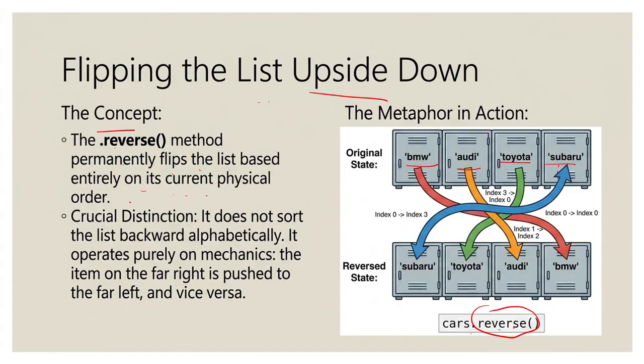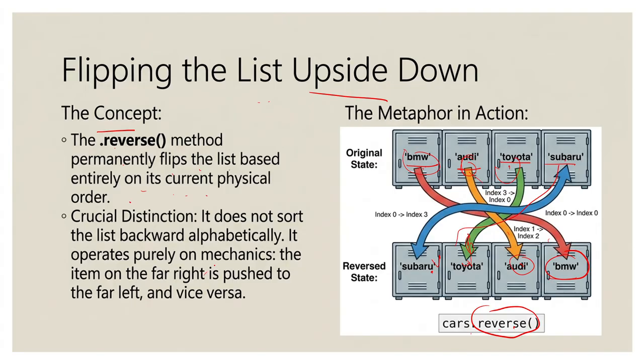So what will happen: Subaru will come at the first position because it was at the last. Toyota was second last, so it will come at the second position. This was at the second position, it will move to the second last. And BMW was at the first position, so it will come at the last position. So it flips the order from right to left.